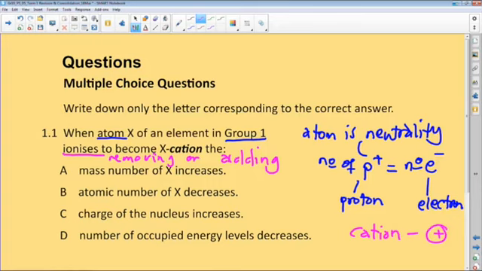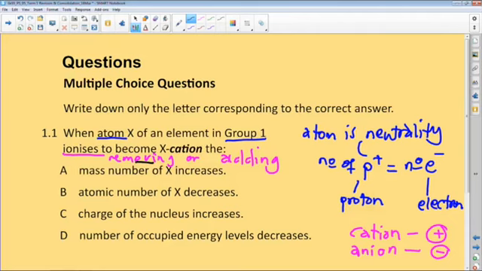Then on the other end, if we add electrons, we get an anion. Very key, right? The anion is negatively charged. So if we remove electrons, it becomes positive. If we add electrons, it becomes negative, which is an anion. So this is what is happening.